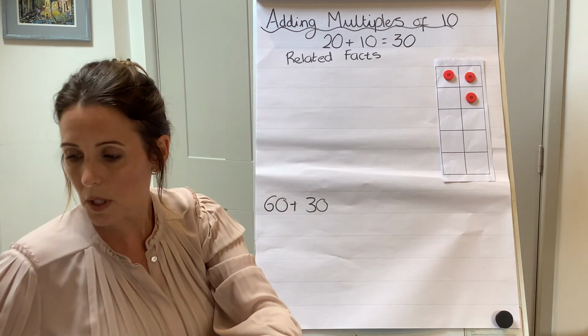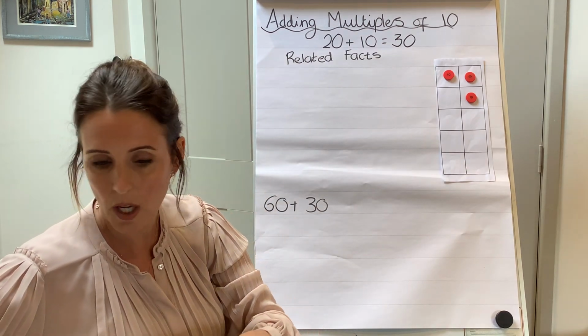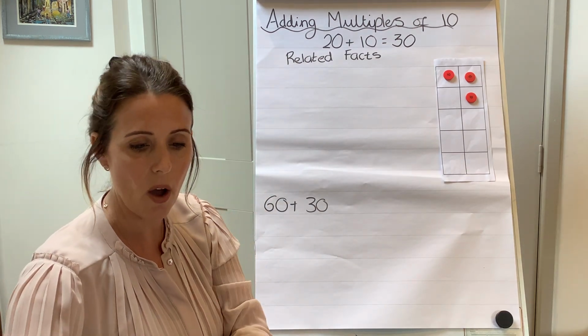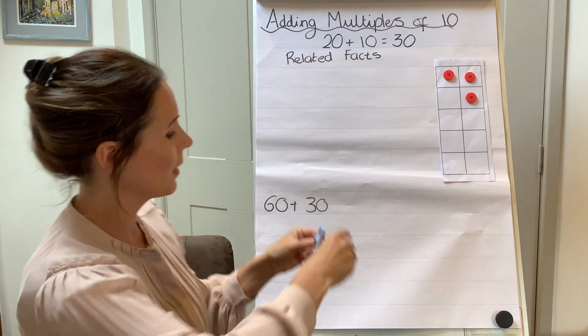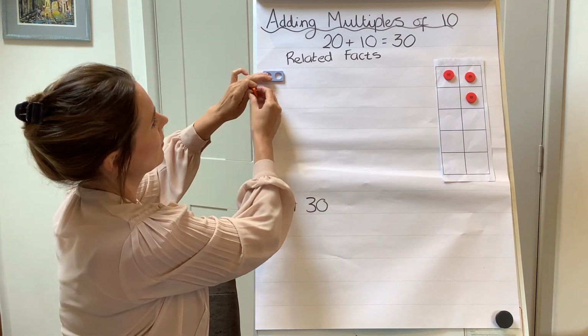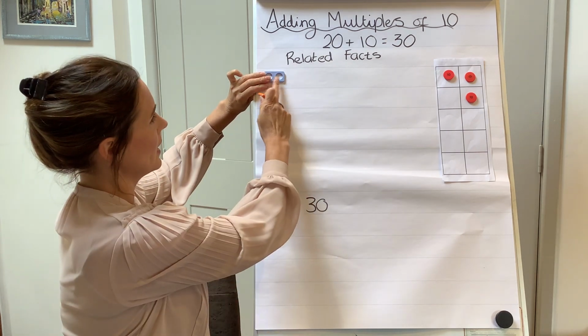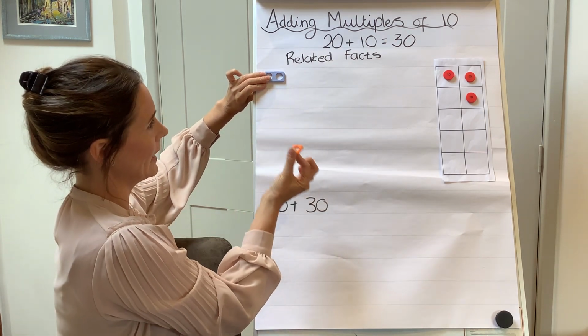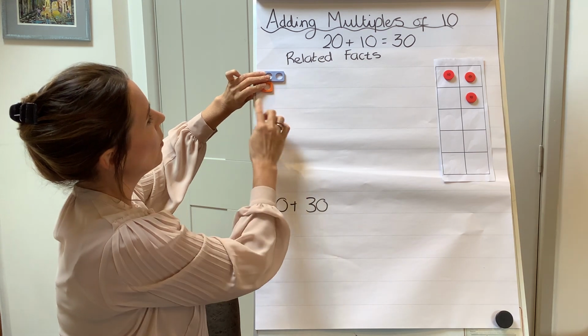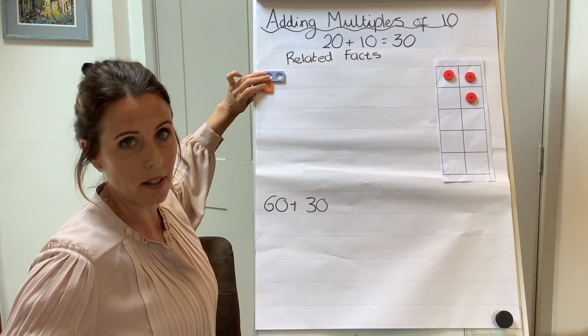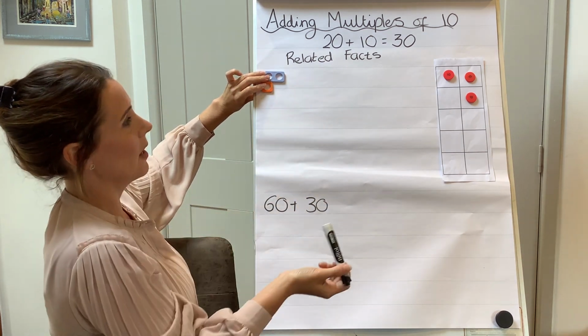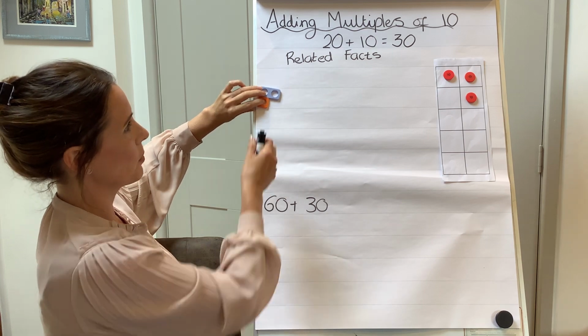Another way of doing this is to use Numicon. Now this is something that you don't necessarily have at home, but it's something that is used in school. So we could use a 2, which would represent 20 if we see each one as meaning 10, and 1 would represent 10. So we've got 20 and 10 that makes 30 there as well.